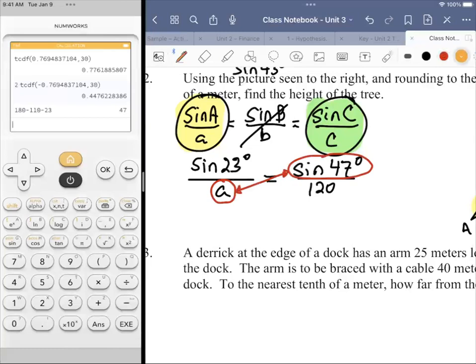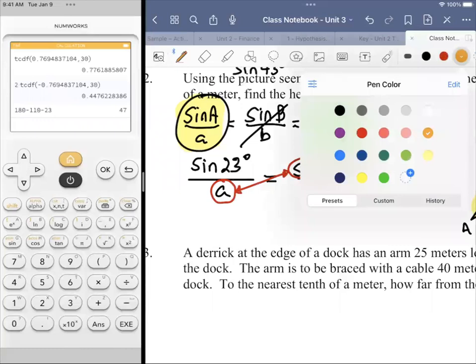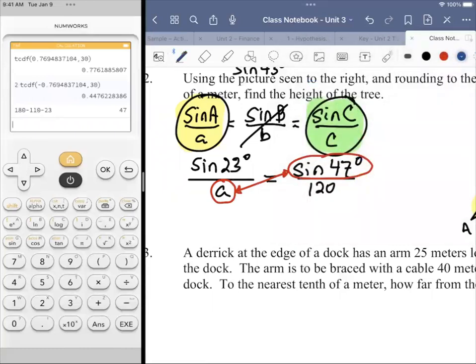But then I want to take, let me get a different color. This orange doesn't really stand out very well. This 120 and send it up to the numerator of the other fraction. So I'm going to get 120 times sine of 23 degrees over the sine of 47 degrees, right, equals A, which is the only thing that remains on the right-hand side.